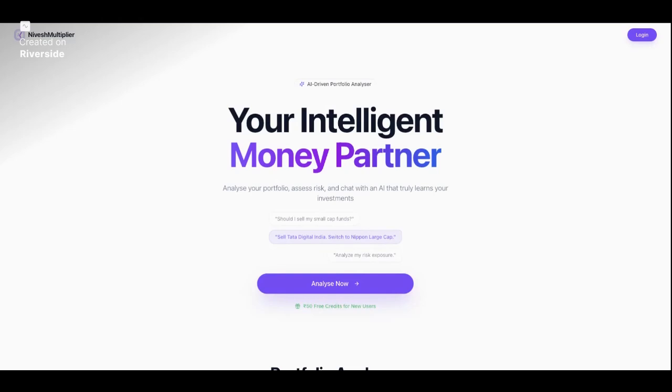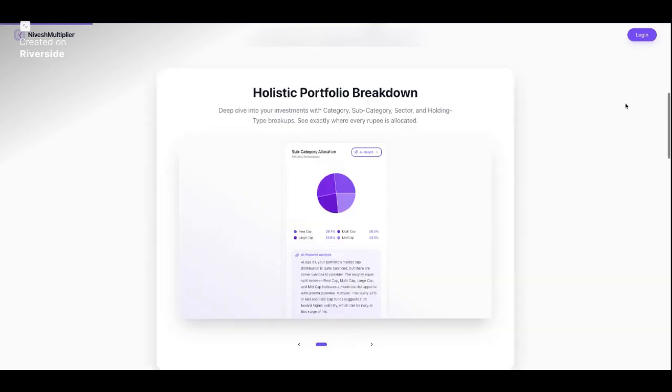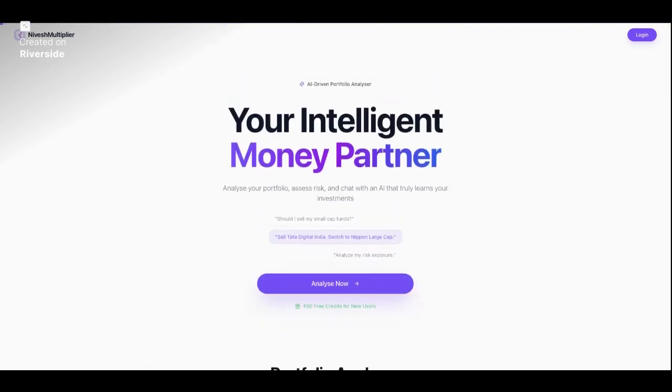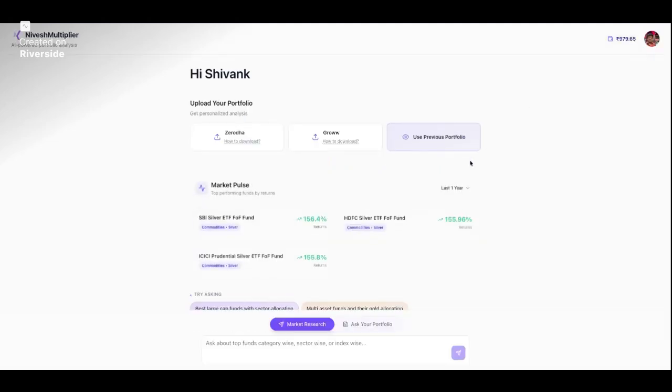So we built niveshmultiplier.com, which is data backed and has real time data. So let's hop into the website and see what the capabilities of niveshmultiplier.com are and how it can help in searching the correct mutual funds. So I'll log on to the website. I will go to the market research mode.